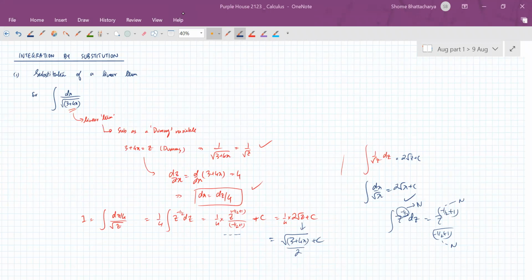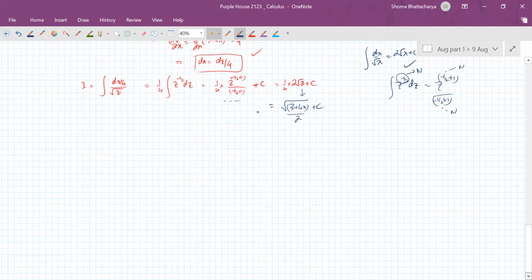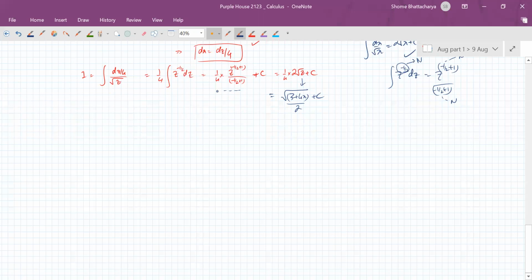Sir, I have not understood how that 2 root z came. Sorry, what was the question again, beta? Sir, I have not understood how that 2 root z came. I didn't understand what your question is, beta. You have understood this question or not? Yes, sir, I understood, but that second last step was then 1/4 into 2 root z plus c. Yes, I didn't understand how 2 root z came.